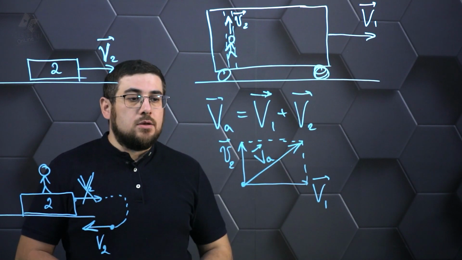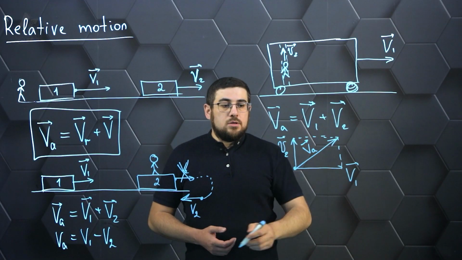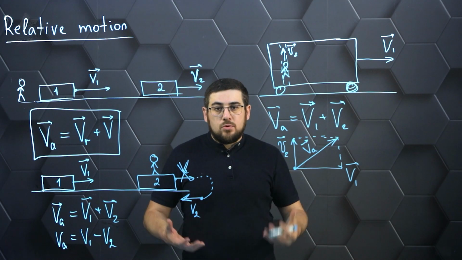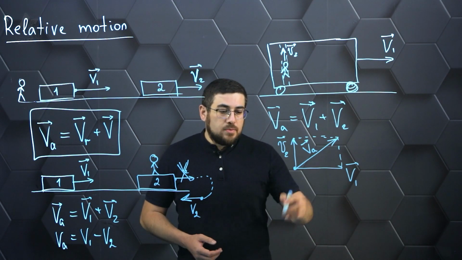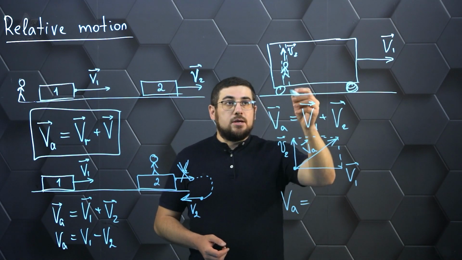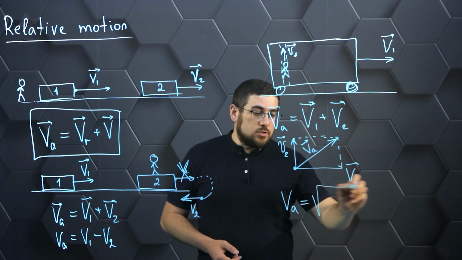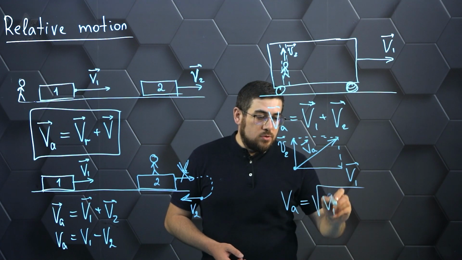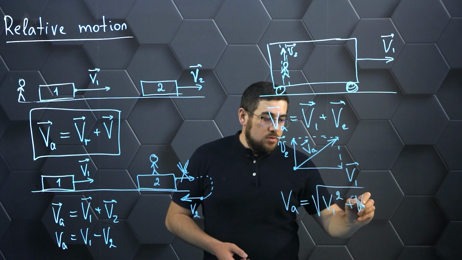Here, taking into account that the movements were mutually perpendicular, we have a rectangle, and in order to find the diagonal of this rectangle, we can use the Pythagorean theorem. Thus, it turns out that the velocity of a given person relative to the Earth will be determined already from the Pythagorean theorem as the square root of the sum of squares of the velocities.